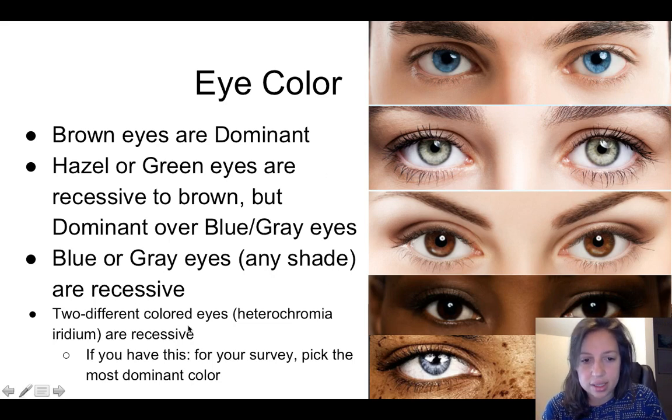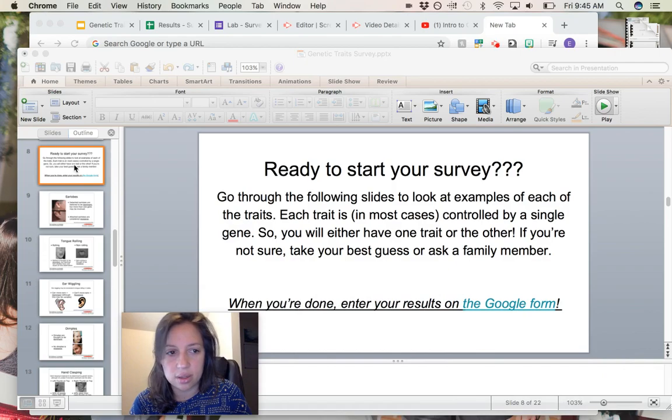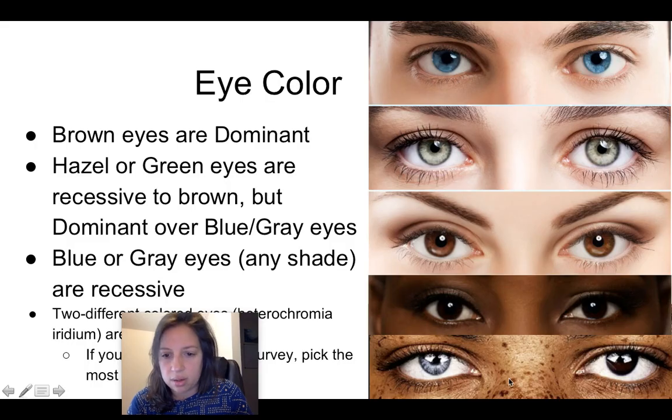There is something called heterochromia. That's having two different eyes. Let's see if I can show you here. Right? So this person has two different colored eyes. If you happen to have that, just pick the color that's most dominant. So this person would pick brown.